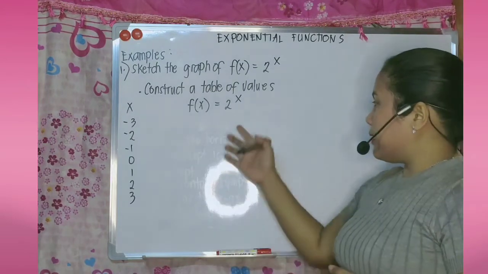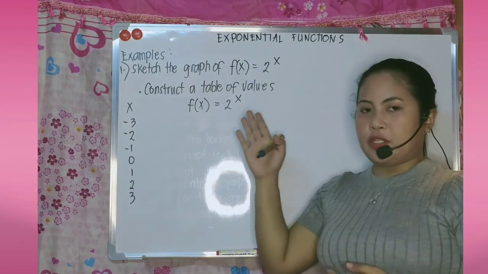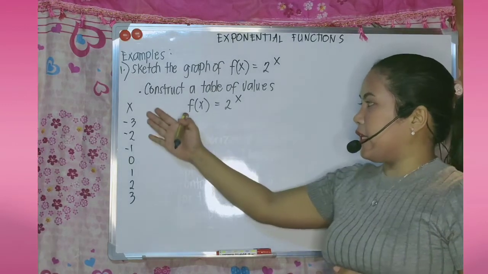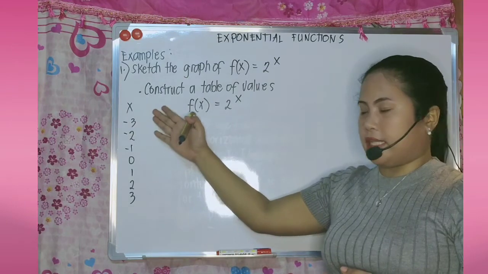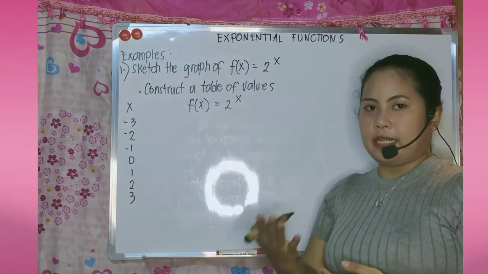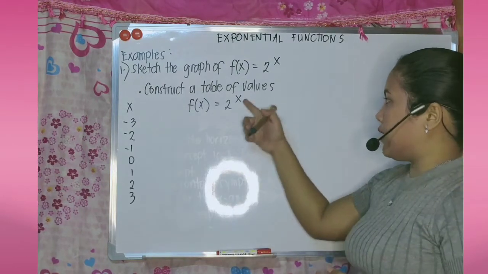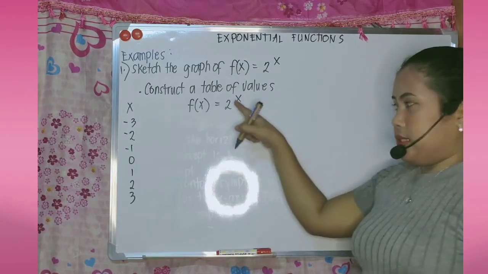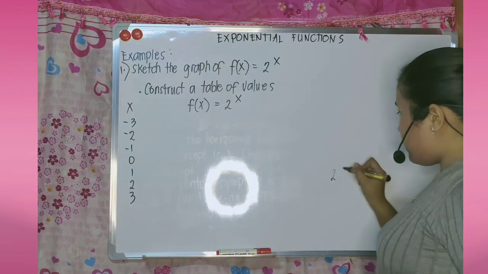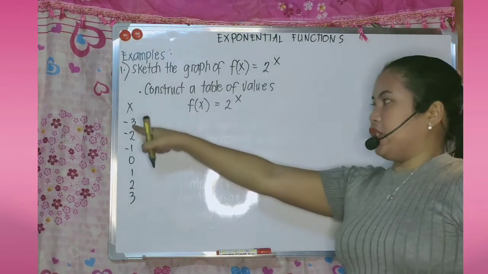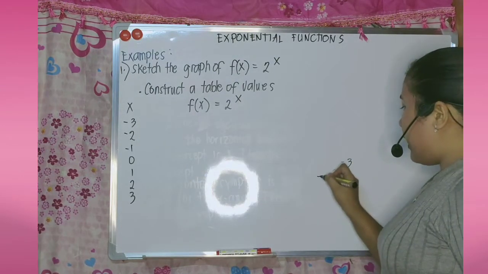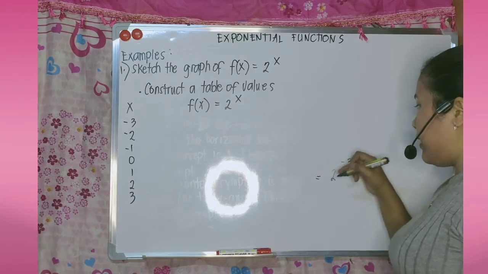So now, paano ba natin makukuha yung value for y? As you can see, yung given function natin is 2 raised to x. Mayroon tayo ditong value na x, which is negative 3. I-substitute lang natin yung negative 3 sa x ng 2 raised to x. So yung x natin, papalitan natin ng negative 3. Ayan siya, so mayroon tayong 2 raised to negative 3.